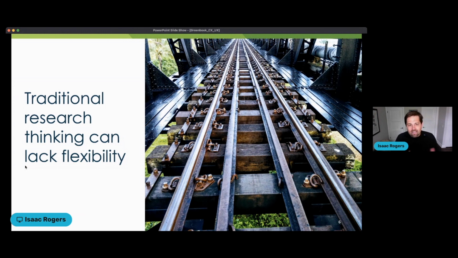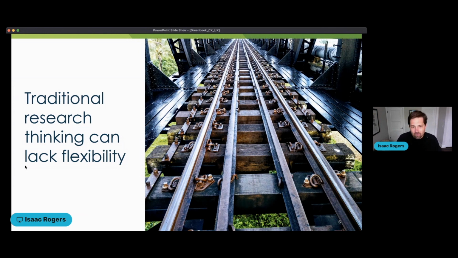In CX and UX, I think that when we're talking about really understanding how humans are using our products, experiencing our services, that can be a real miss, because by having such a stringent approach to the way we design this research, it doesn't allow the flexibility if we learn something new or different. It doesn't allow our respondents to answer questions in ways that, frankly, we may not have anticipated.